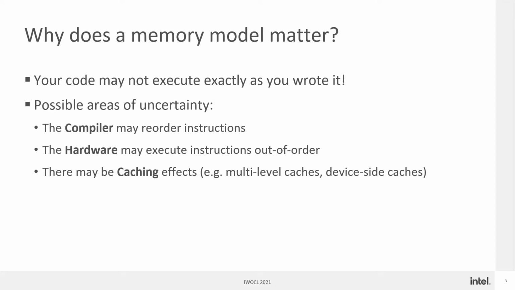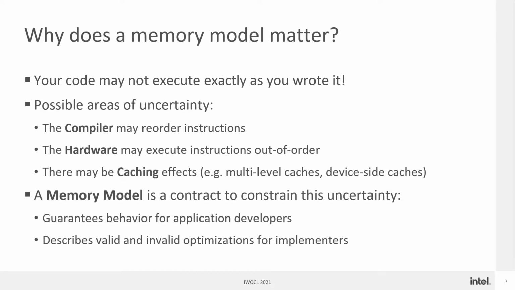Now, as long as your program is executing in a single thread, this isn't observable, and your program executes as if it were executing the exact statements that you wrote. But once multiple threads are executing your program, some of this becomes observable. A memory model is a contract between an application developer and an implementation to constrain this uncertainty. It guarantees behavior for application developers so that they can write their programs with confidence, and it describes valid and invalid optimizations for implementers so that they can get the best performance out of their devices.